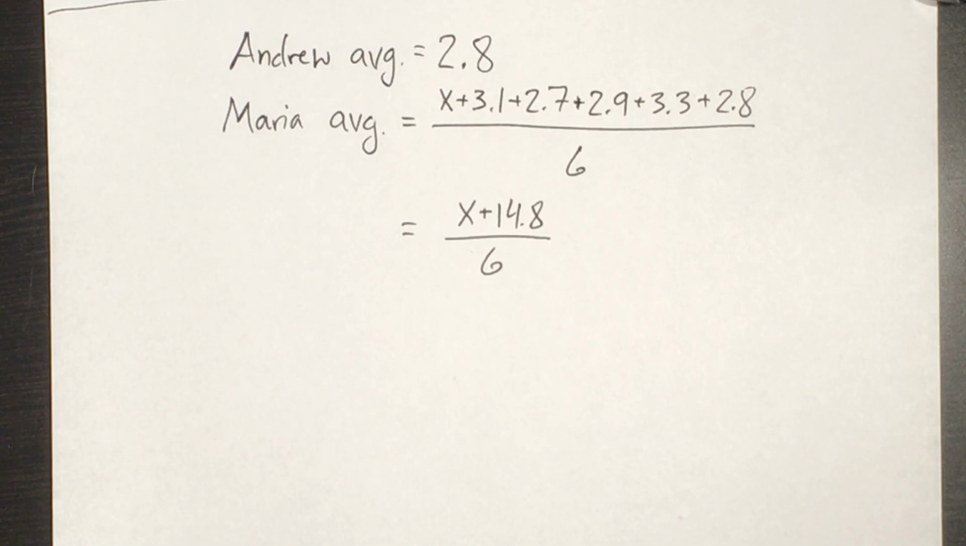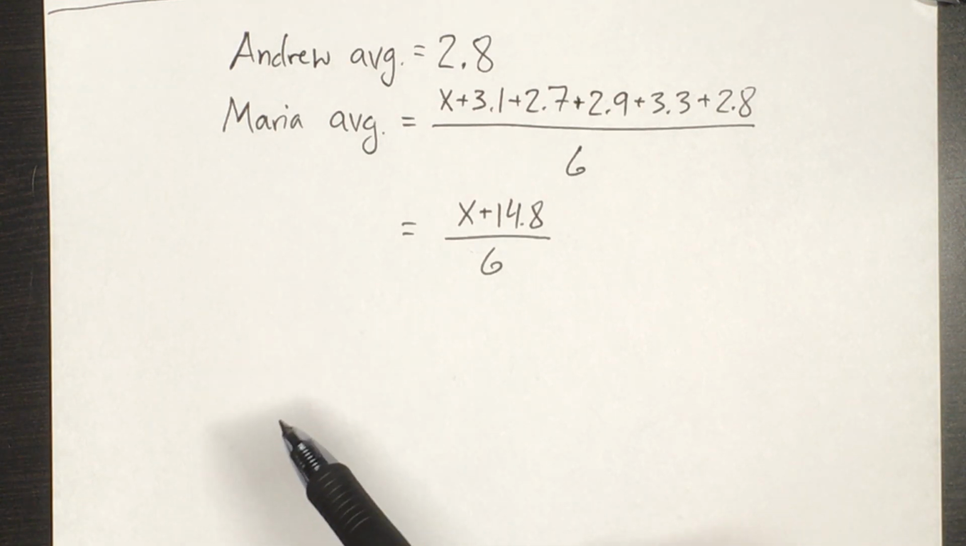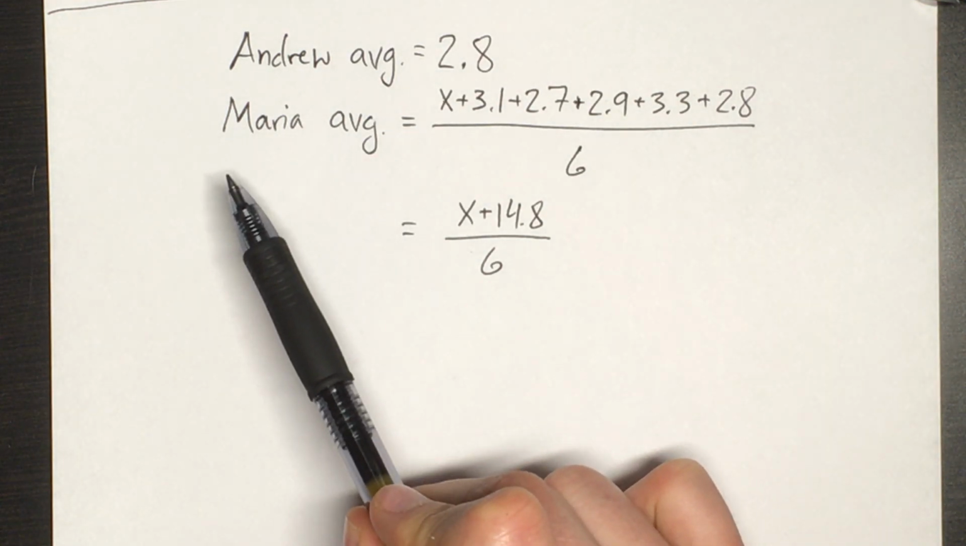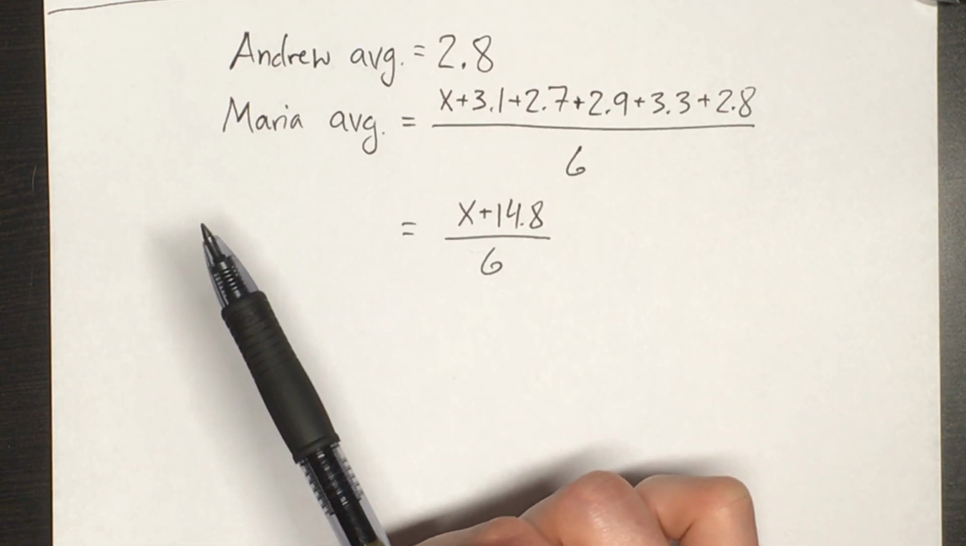Alright, so here the problem reads, Andrew and Maria each collected 6 rocks, and the masses of the rocks are shown in the table above, so that's given in the problem. Let's see, the mean of the masses of the rocks Maria collected is 0.1 kilogram greater than the mean of the masses of the rocks Andrew collected. Okay, so what does that mean?